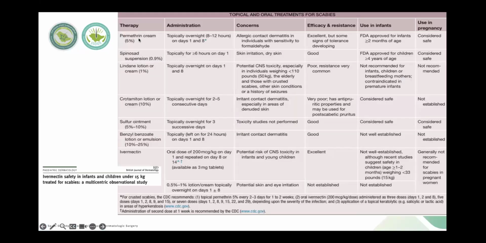And this is the treatment, as we said. We have a lot of treatments, but the most important ones are permethrin and ivermectin. Both have excellent efficacy. Permethrin is approved for infants more than 2 months old. Ivermectin is approved for people who are over 15 kilograms, but safety has been established even for people less than 15 kilograms. And again, we treat day 1 and day 8, and in certain cases, like crusted scabies, you can have a different course, just to know, we can treat every 2-3 days and so on. And that's it, basically. Thank you.